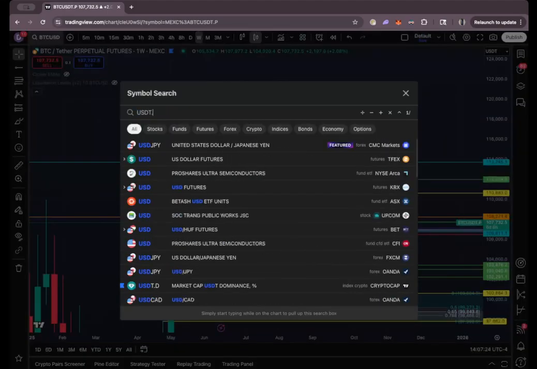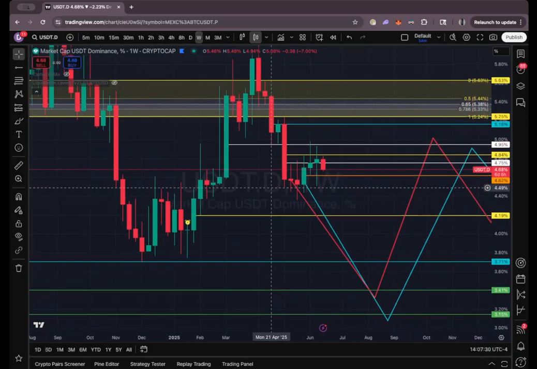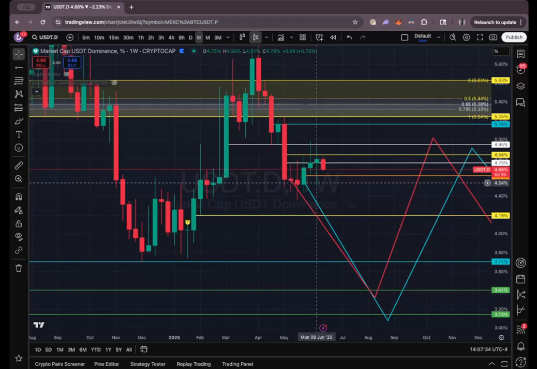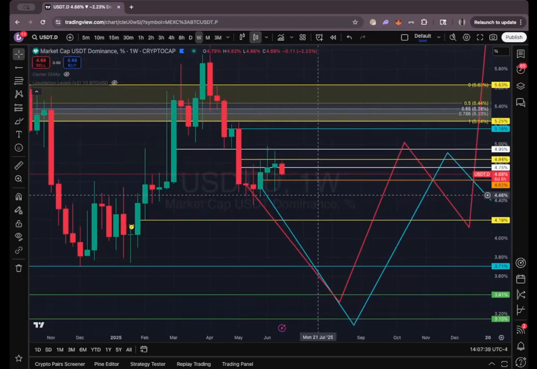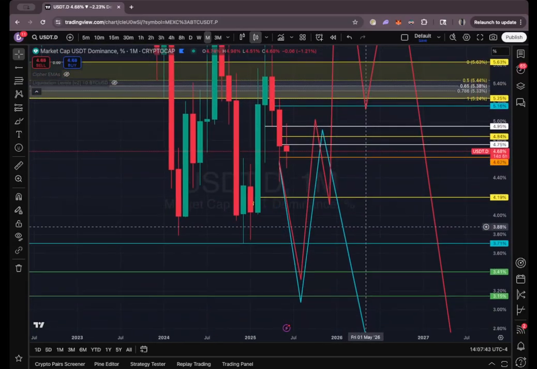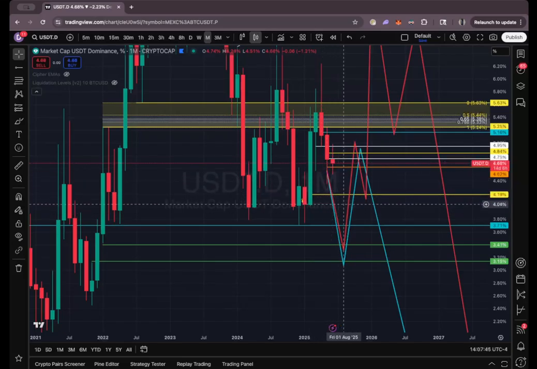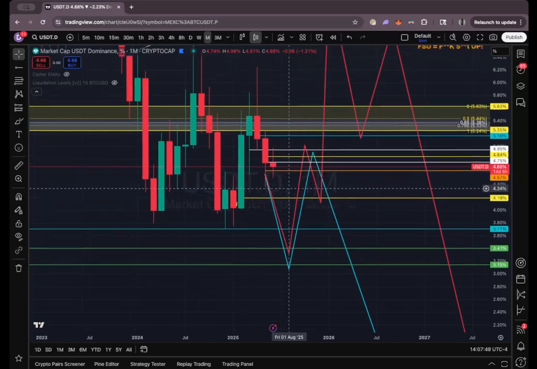So let's look at USDT.D. Same thing applies here, right? I have this drawn up since early May, last month. There's been no changes to my plan whatsoever. The monthly extension still lands us all the way down at like 3.7. So we're going to see some pretty nice pumps still in the coming weeks and months. I'm talking big pumps.